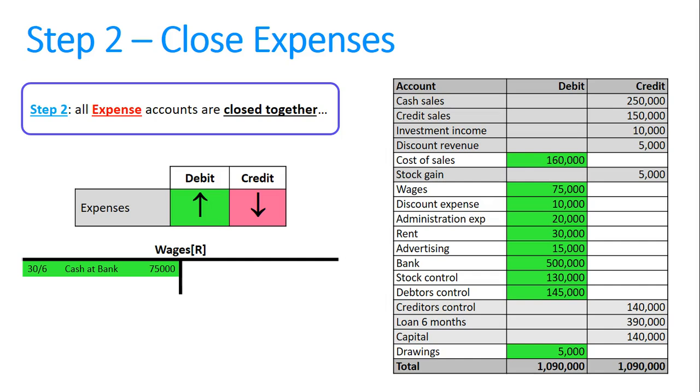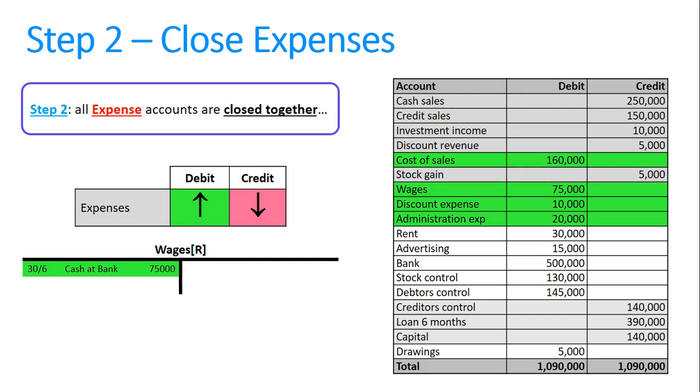So let's now go through the list of those accounts one by one and figure out which ones are expenses. So the first one is cost of sales, which is the expense of sacrificing stock to make a sale. So we're going to need to close that one. We've got wages are an expense, discount expense, obviously. Administration expenses, we'll need to close that one. Rent is an expense, advertising is an expense, and then we get to the remaining debits. We've got bank, that is not an expense, it's got a debit balance, but that's because it's an asset.